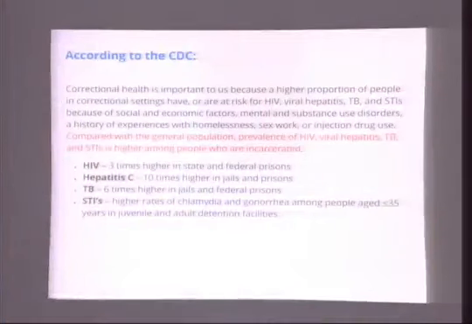In addition, sexually transmitted diseases, including HIV, are prevalent in prison. Now, this is according to the CDC here. In fact, let's see here. I'll just throw that up there because I didn't make a slide for it. It says, according to the CDC, correctional health is important to us because a higher proportion of people in correctional settings have or are at risk for HIV, viral hepatitis, TB, which is tuberculosis, or STIs, sexually transmitted infections, because of social and economic factors, mental and substance use disorders, a history of experiences with homelessness, sex work, or injection drug use. Compared with the general population now, this is specifically speaking about prisons, prevalence of HIV, viral hepatitis, TB, and STIs is higher among people who are incarcerated.